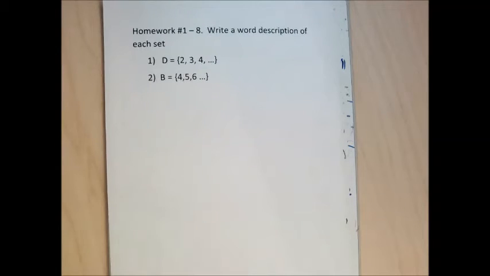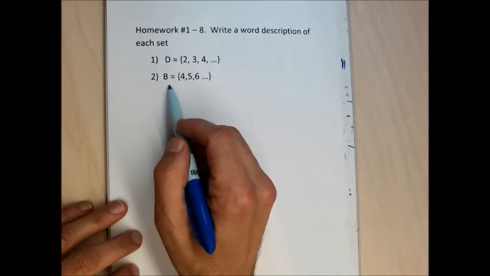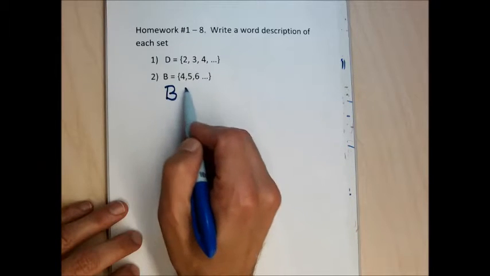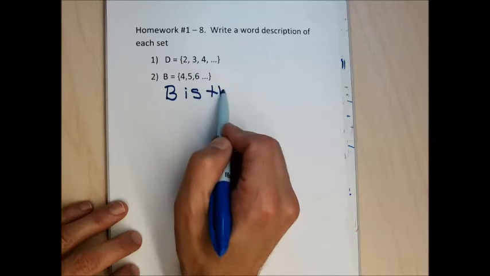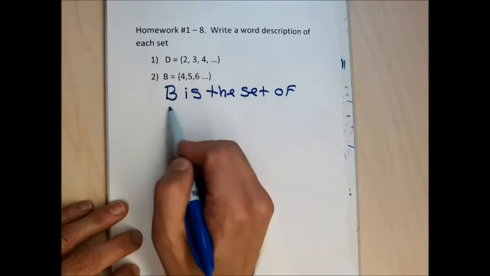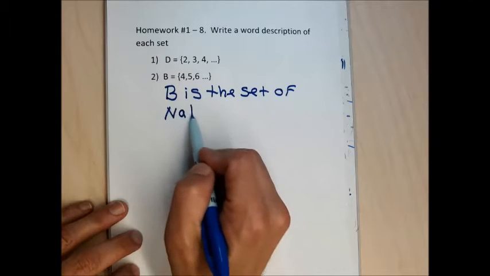So let's do some homework examples. First homework example, I'll do question 2. You can do question 1. And I'm going to start off being real consistent with how I go to write these answers. So I'm going to say B is the set of, and I'm going to write natural numbers because all I see is natural numbers in my set.